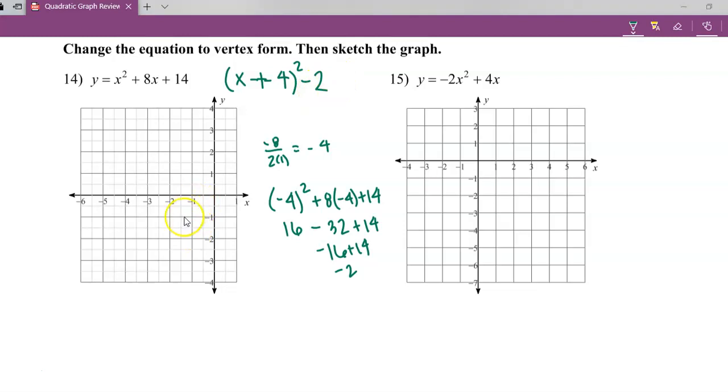Okay, now we can easily sketch the graph. We know that it goes left 4 and it goes down 2. It's positive out front, so it's going to open upward. And there's the quadratic.